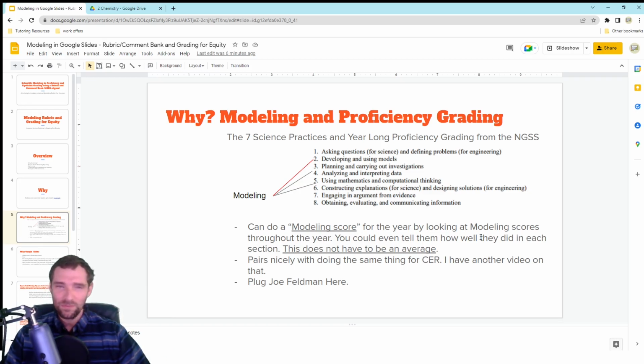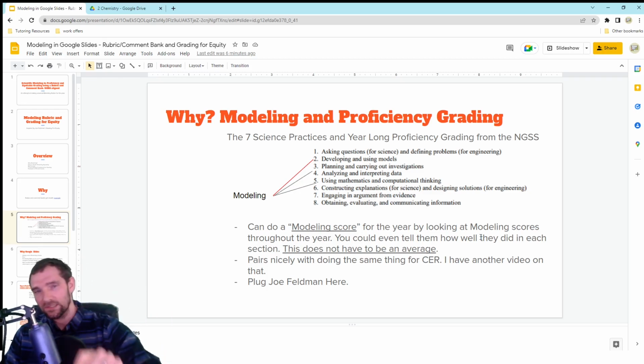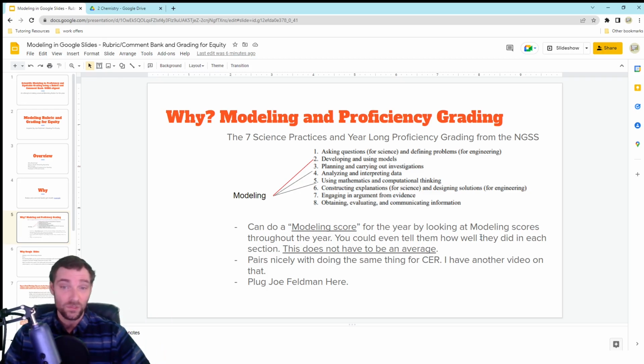But this also pairs really nicely with CER, because you can have a CER grade and you can have a modeling grade. And I was thinking there's other things like a research project. You can have a grade for being able to do research and work with databases and cite sources. That's totally a part. You can see that obtaining, evaluating, and communicating information is part of this.